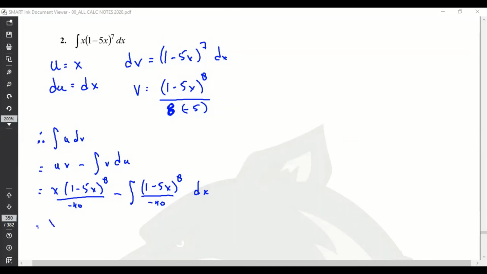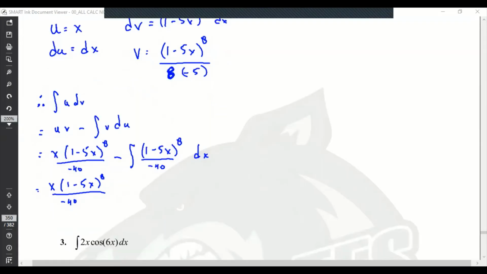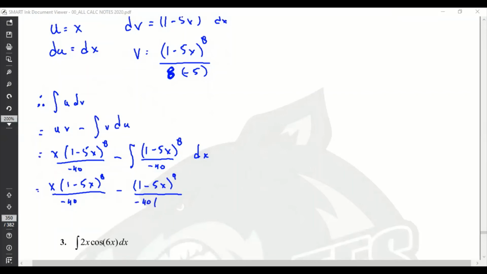This ends up being equal to, let's leave this first term as is, (1 minus 5x) to the 8, x times that over negative 40. And we find our integral of 1 minus 5x. This is now to the 9. This is over negative 40. We have to divide by our new exponent, and we have to divide by the derivative of negative 5x. This is plus c.